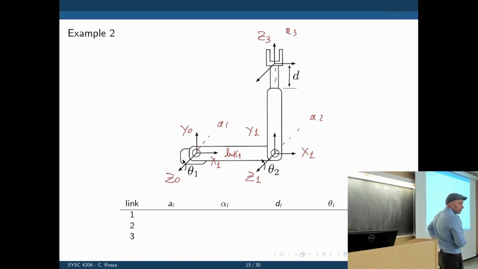Does that make sense? So is Z2 in the same spot as Z1, or in the spot of Y? Good question. Where should Z2 go? Z2 should go where Y1 is, pointing along the next axis. So this is Y1 and also Z2.